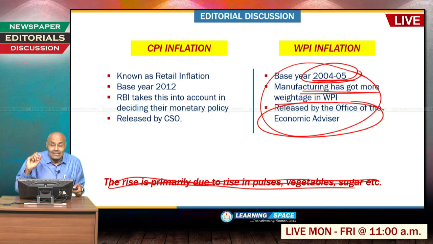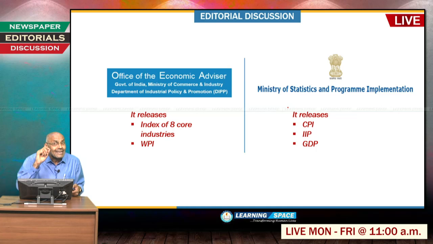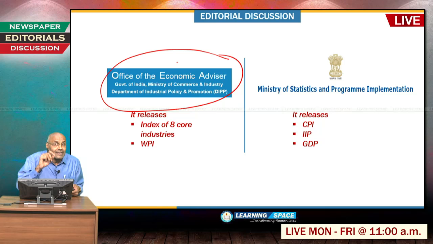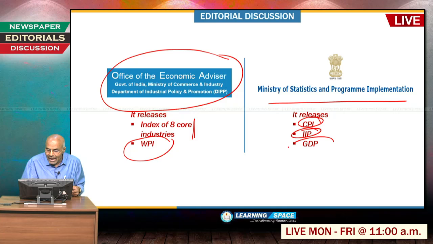And two, three things when you look at the economy, please don't forget this Office of the Economic Advisor, which is under the Ministry of Commerce and Industry. It releases the index of 8 core industries and the wholesale price index, whereas the Central Statistics Office under the Ministry of Statistics and Program Implementation releases consumer price index, IIP and GDP. So, this is important if you look at the preliminary examination or any other examination.